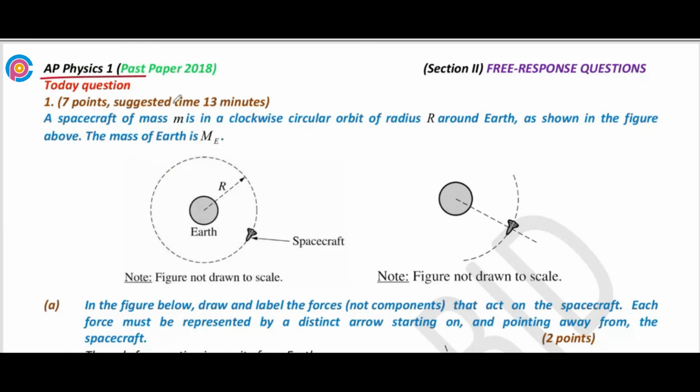Hi, we have the AP Physics 1 past paper 2018. We are discussing the section free response question. In question 1, carrying 7 points.